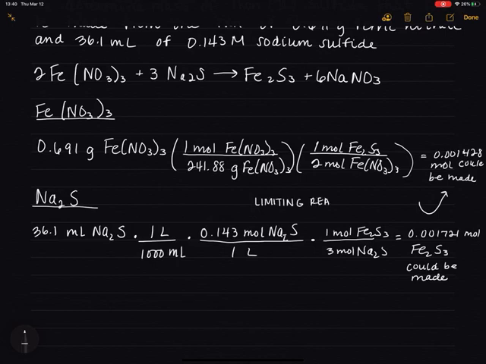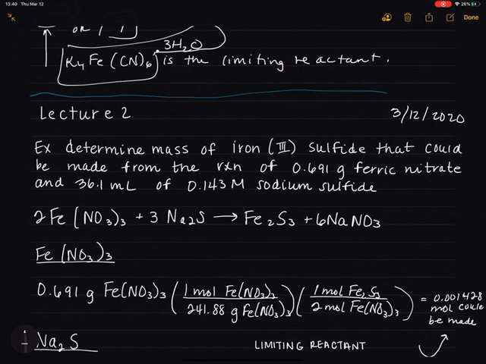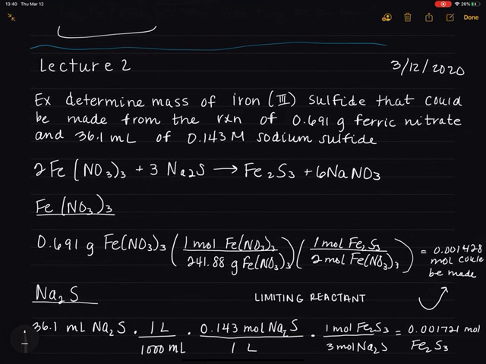I now have 2 values for how much iron sulfide I can make. What do I do with those? Pick which one's the limiting reactant. I think about which one is the limiting reactant, and which one then is my limiting reactant here. The ferric nitrate. Yep. Why is that my limiting reactant? It makes less product. I will run out of this, and that will stop my reaction. I will have sodium sulfide left over.